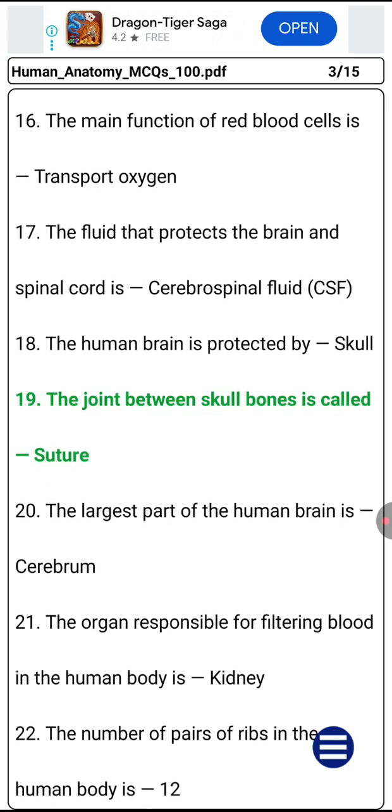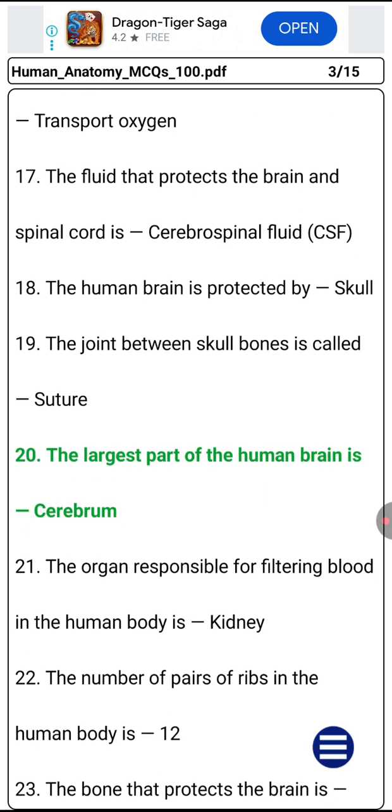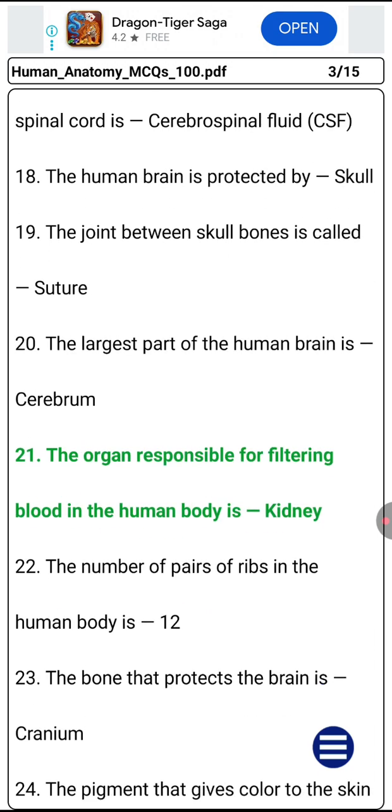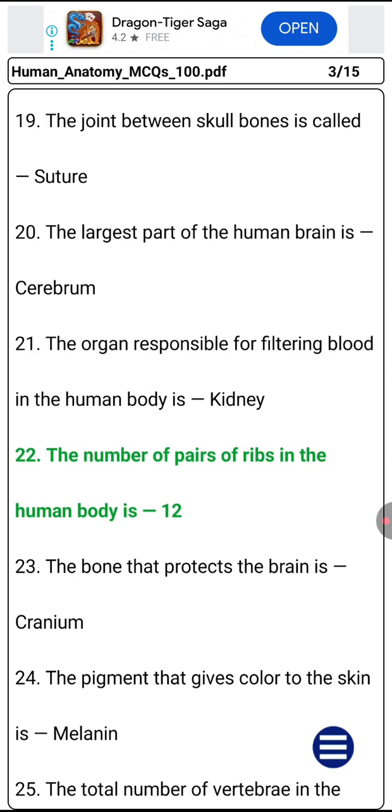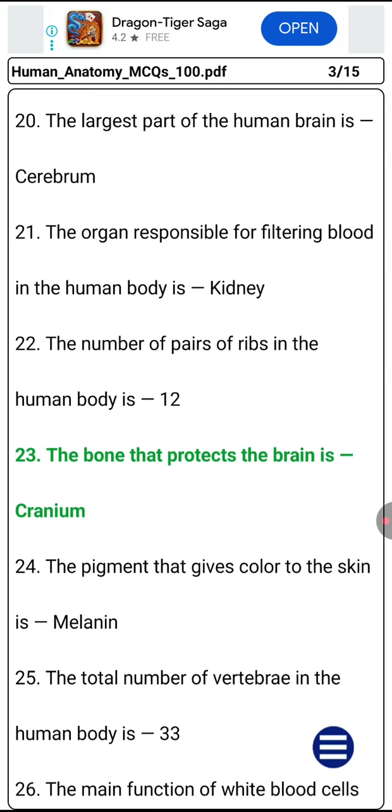19. The joint between skull bones is called suture. 20. The largest part of the human brain is cerebrum. 21. The organ responsible for filtering blood in the human body is kidney. 22. The number of pairs of ribs in the human body is 12. 23. The bone that protects the brain is cranium.